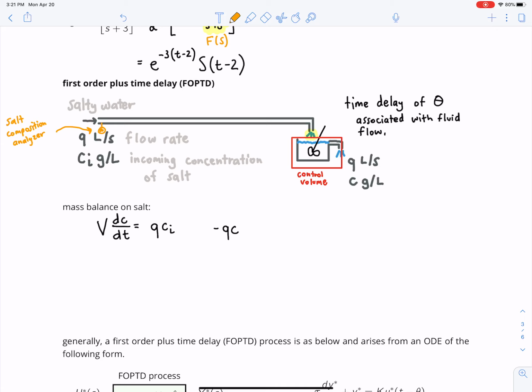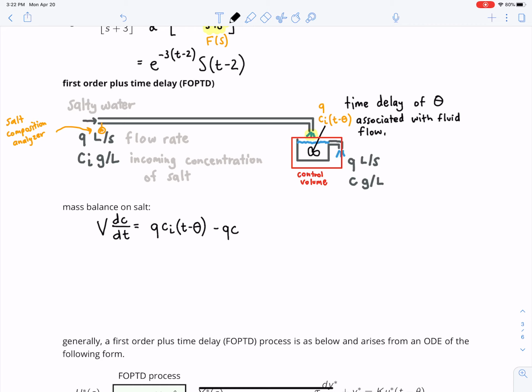And the reason is that what's incoming to the system right here is the same flow rate Q, but the concentration of salt is what the concentration of salt was over here at a time theta ago, right? So what this input really is, is Ci of t minus theta, right? Because it's this function here shifted to the right, right? It's delayed. Okay, so I can write that here, t minus theta, right?